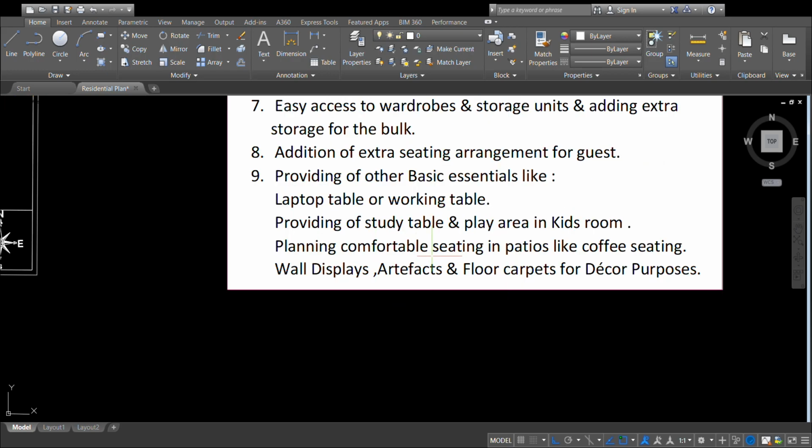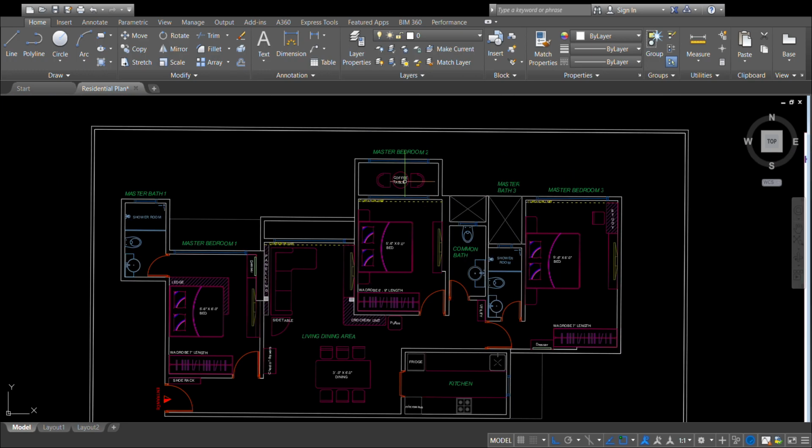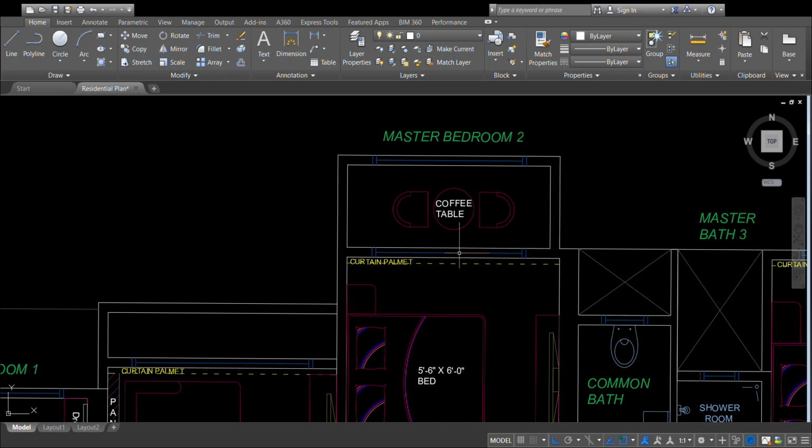Next, planning comfortable sitting in balconies, like coffee sitting. Okay, so there is only one balcony here in the layout and I have placed a coffee sitting. And if you have huge balconies, you can also place a lounge sitting or a coffee table for 4 people, or you can arrange for a game board, and many other different types of sittings are available nowadays for the balcony area, so you can add on that.